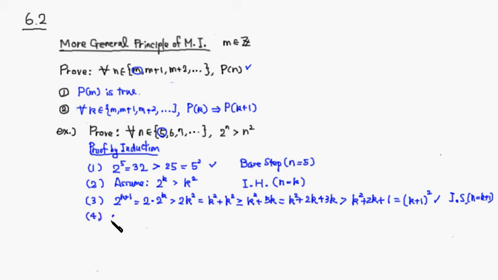So therefore, for all integers n starting from 5, 2 to the n is strictly greater than n squared. All right, that's it. I hope that this was clear.